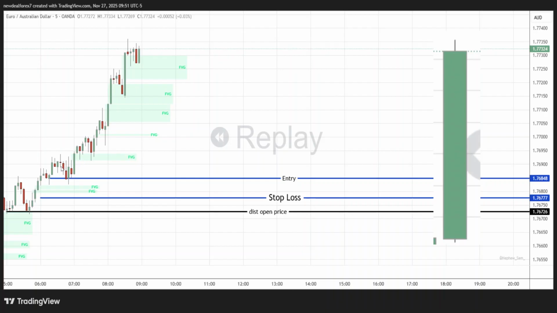Now, the trick is that you wouldn't enter this trade. And you could just use TradingView, type in fair value gap, and use any fair value gap indicator. They're all fine.